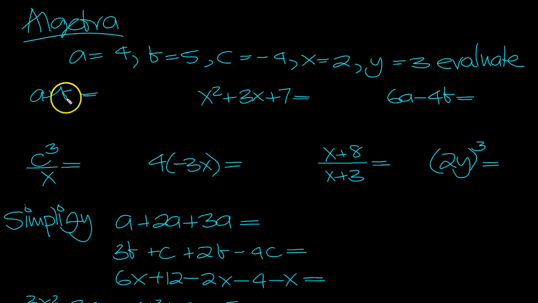The first problem here is a plus b when a is 4 and b is 5, so we just input the values. In place of a we put the value 4, and in place of the b we put the value 5. And 4 and 5 is 9.